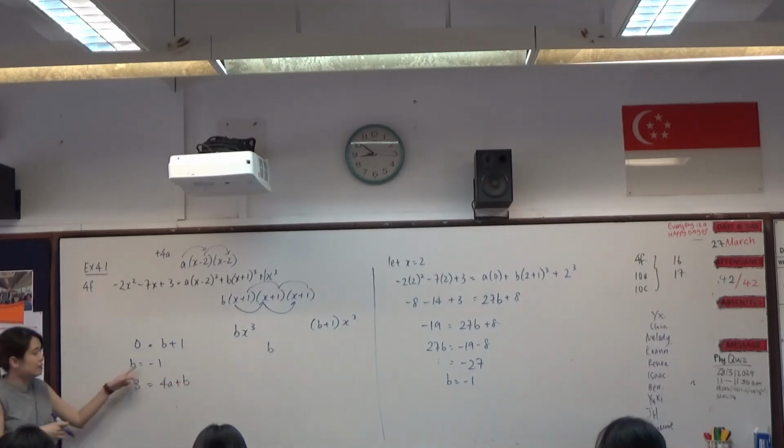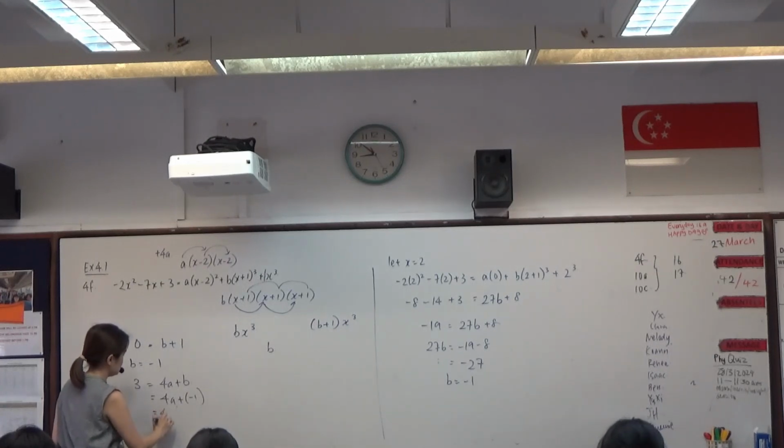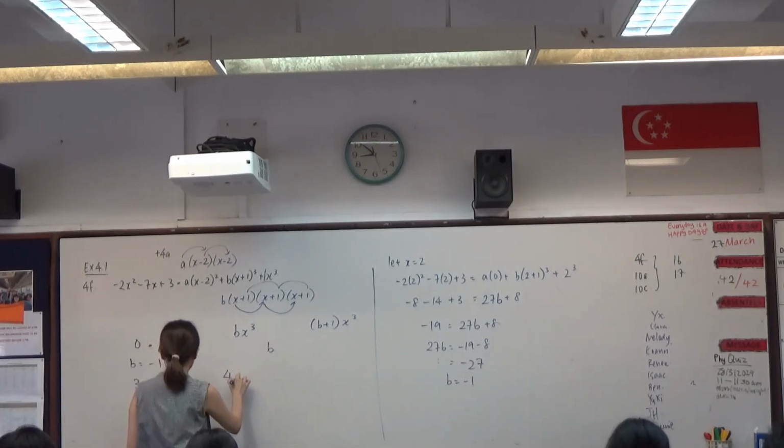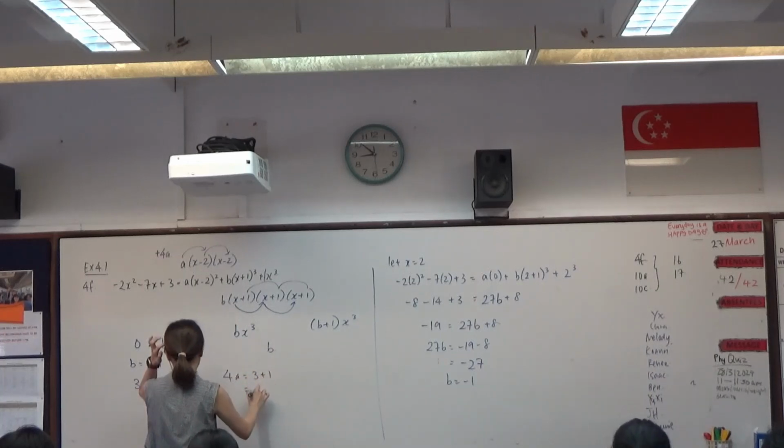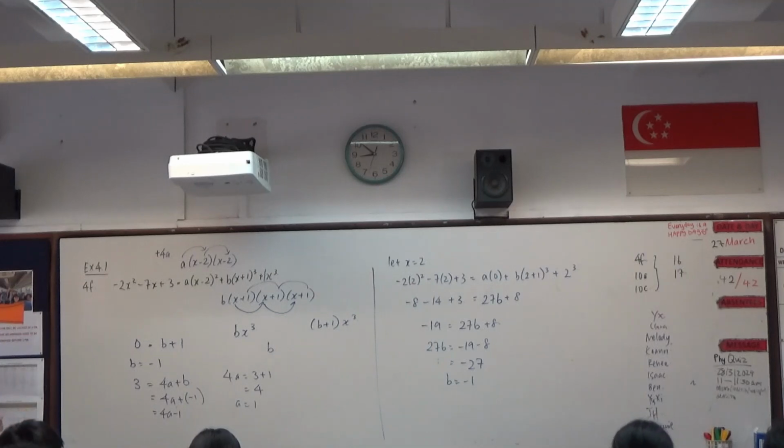Finding out the value of b already, I will have 4a minus 1. So 4a equals 3 plus 1, which is 4. a equals 1. Right, so this is by comparing. I compare the constant term.